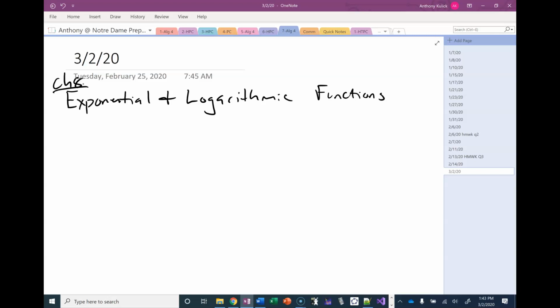But for today, the main focus is just going to be on some vocab and notation, and then talking about how to graph exponential functions and find their domains and ranges. So it should be a relatively straightforward kind of lesson. Okay?